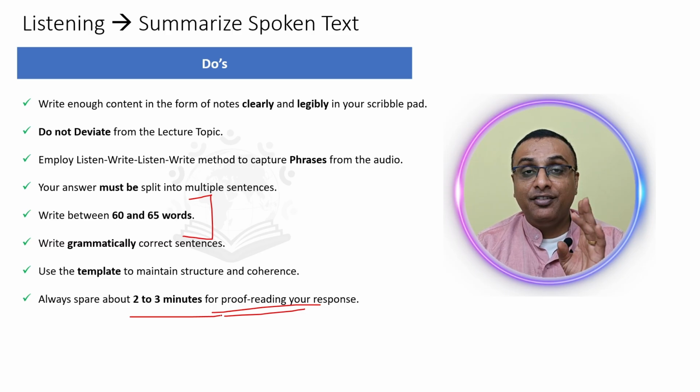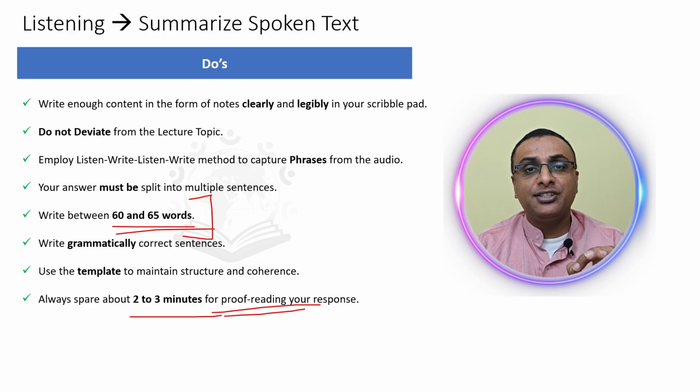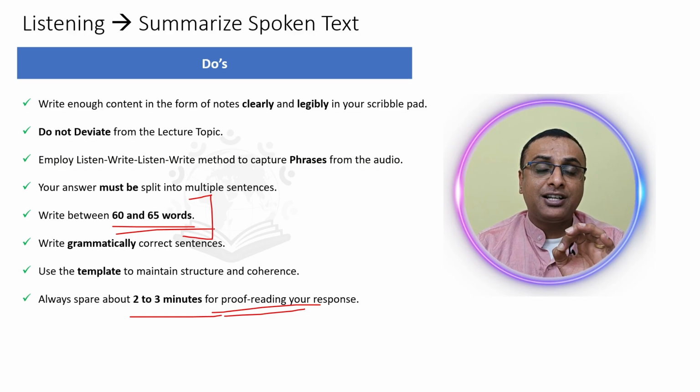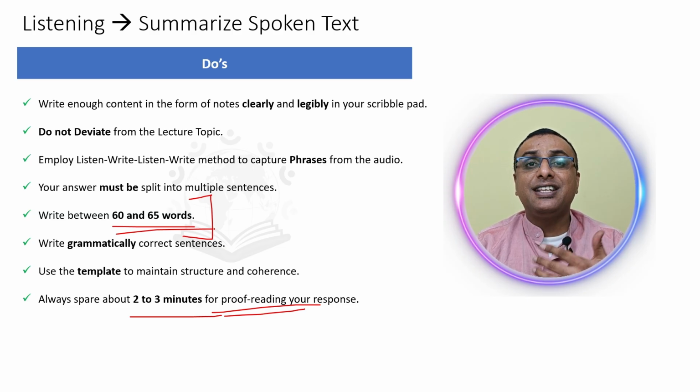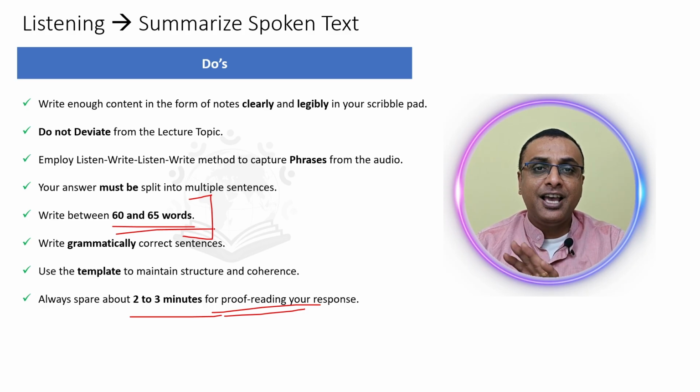You need to write between 50 to 70 words, so make sure to write between 60 to 65 words as I had recommended. Now, check for spelling errors. PTE will not award marks if you make spelling mistakes. On the other hand, punctuation is equally important. If you don't put proper commas or full stops in the right places, PTE will deduct marks.